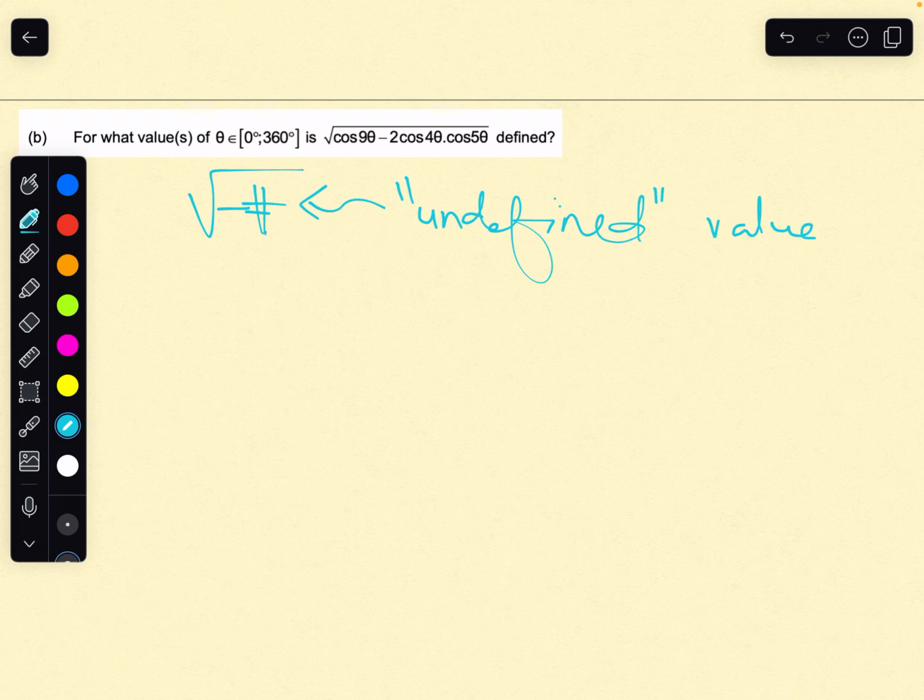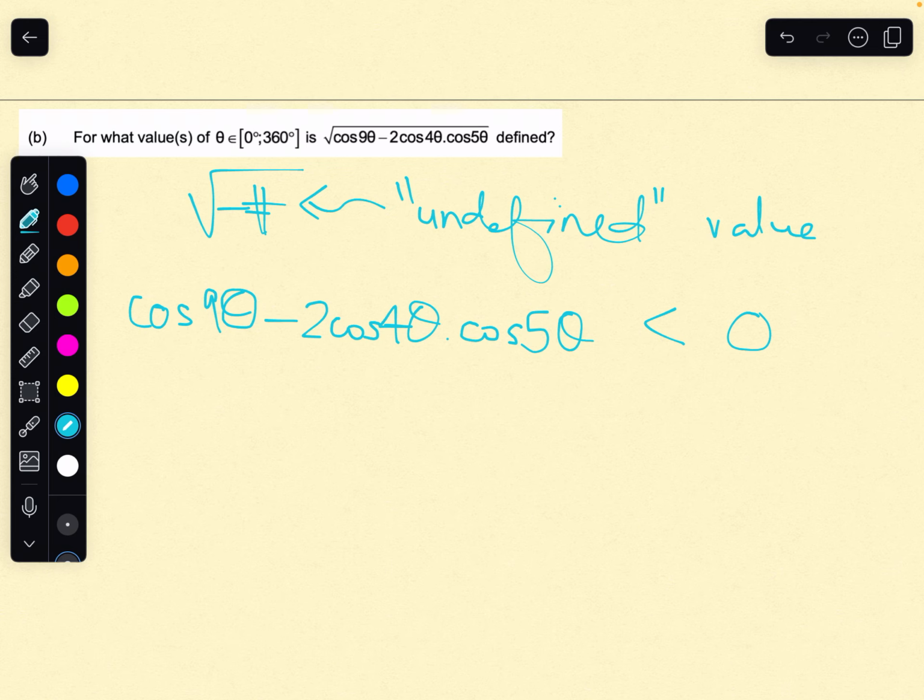So in other words, we're trying to solve the following inequality. For what values of theta will this expression be smaller than 0? If it's equal to 0, that's fine, because the square root of 0 is 0. If it's a positive number, obviously that's also fine, because the square root of a positive number will be some real number. So really all we want to know is which values of theta make this expression negative.